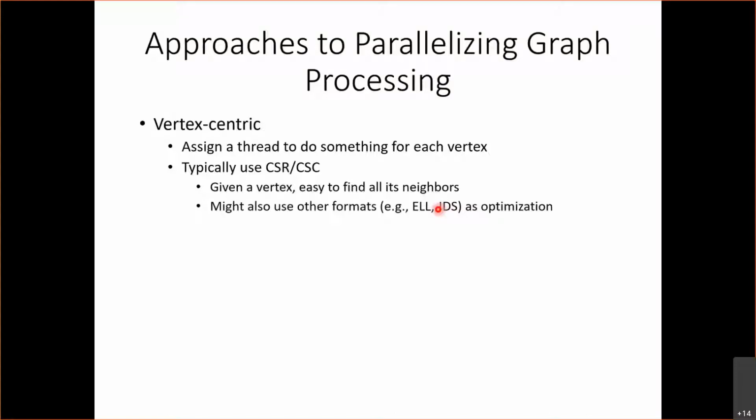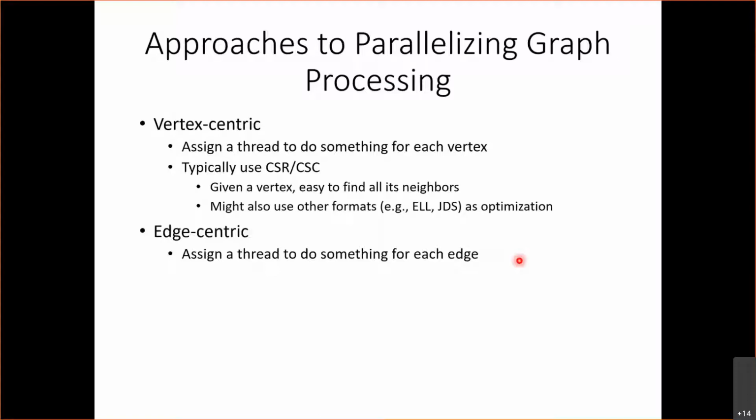Okay, the other alternative to vertex-centric parallelization for graph processing is edge-centric parallelization. And in an edge-centric parallelization, the way we go about parallelizing the operation we're performing on the graph is by assigning a thread to do something for each edge. So I assign a thread to each edge, and that thread has to perform some operation that involves that edge. Typically, this would involve looking at the source vertex and the destination vertex of the edge.